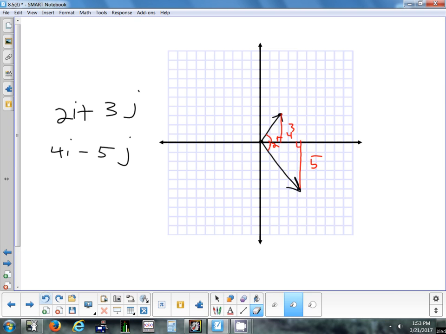Anybody think of a different way I could do it besides that way, where I don't have to add two separate angles together?